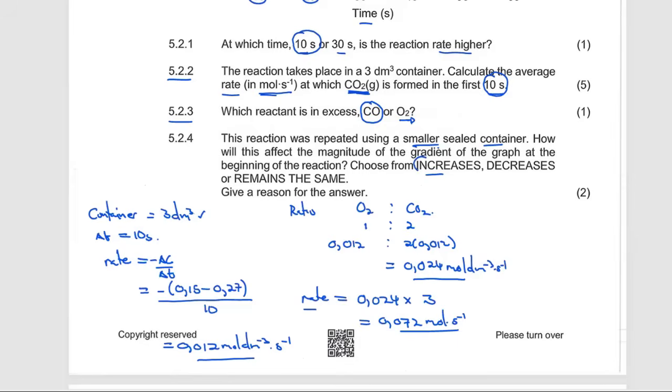Remember, now it's a smaller volume, so within that same volume you have a higher concentration. Smaller volume, higher concentration. The particles are now squeezed together, so we have more effective collisions per unit time. Smaller volume, higher concentration. Therefore, in terms of our gradient, we are going to have a steeper gradient. So that's how we attempt that question.